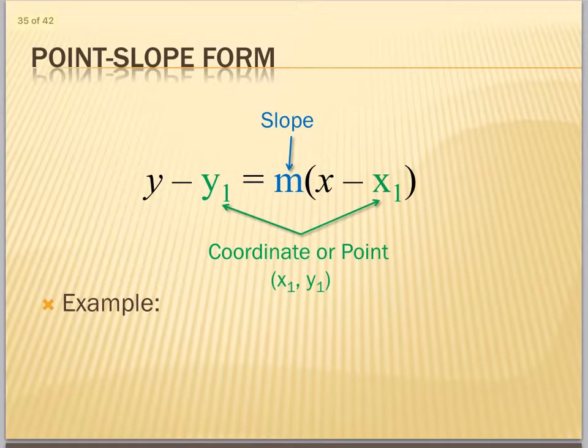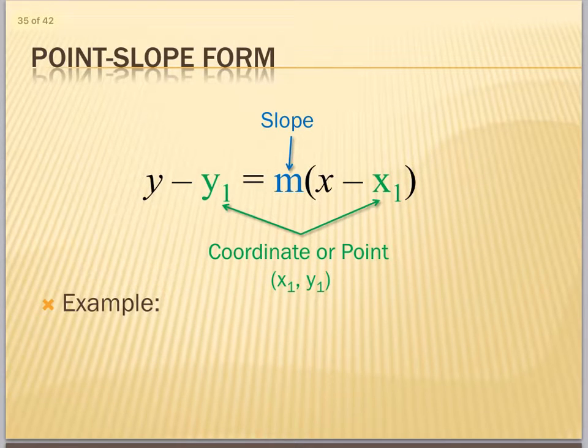So here we have point slope form, and again, it's y minus y1. Now the y is the generic y. The y1 is an actual coordinate. M is still the slope. Notice in parentheses, x, again that's the generic x, minus x1, that is a coordinate.